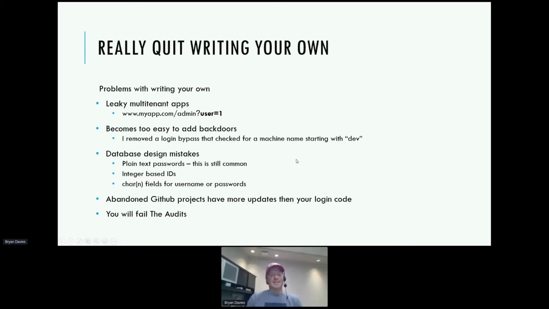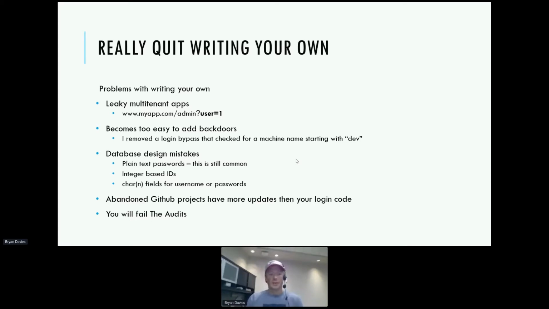Database mistakes. Plain text is still common. People hate writing encryption, decryption code, so they end up just not doing it. Whereas if you use these frameworks, it's kind of baked in, so you don't have to worry about it, right? Integer-based IDs, that one's not too terrible. The reason I include that is because it's really common to use those types of IDs in URLs, and so that's why I'm making that point.